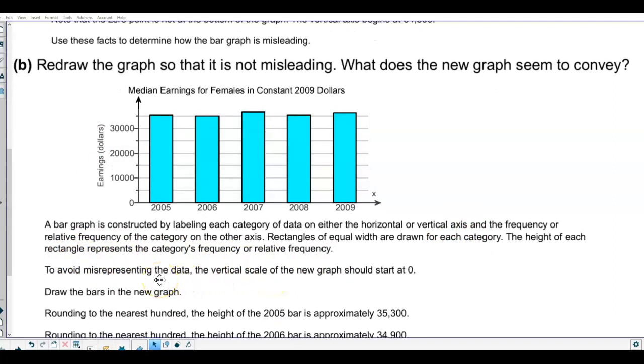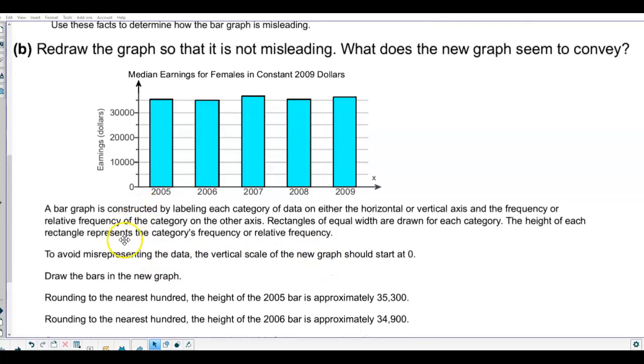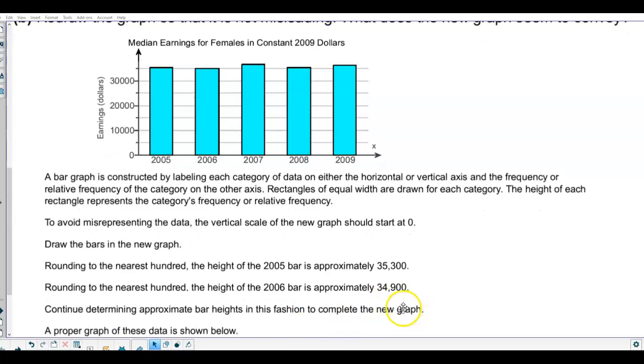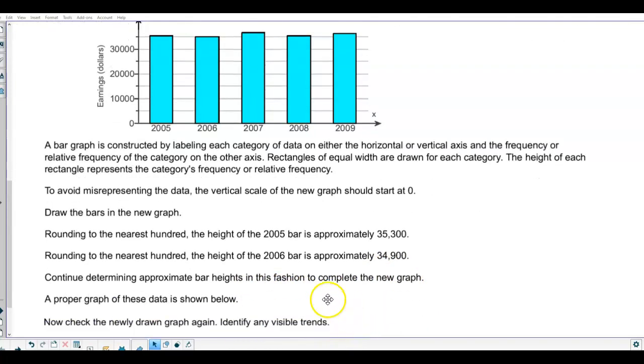To avoid misrepresenting the data, the vertical scale of the new graph should start at 0. You draw the bars in the new graph. Rounding to the nearest 100, the height of the 2005 bar is approximately 35,300. Rounding to the nearest 100, the height of the 2006 bar is approximately 34,900. Continue determining approximate bar heights in this fashion to complete the new graph. And a proper graph of these data is shown up here above.